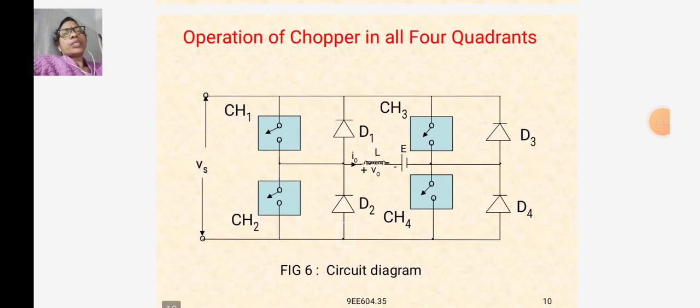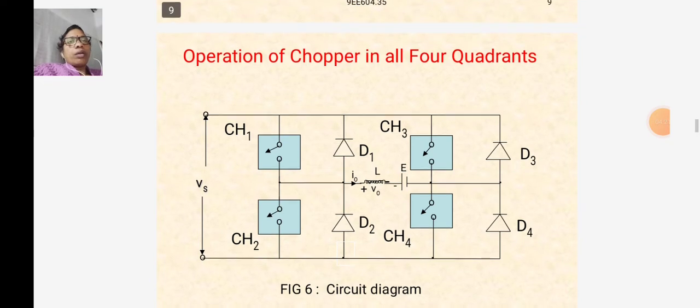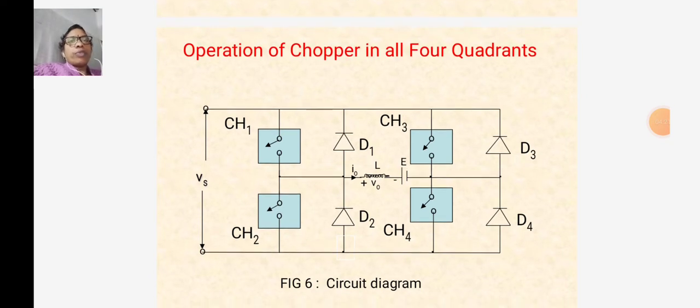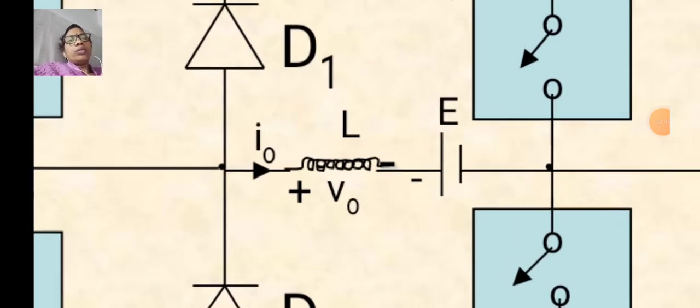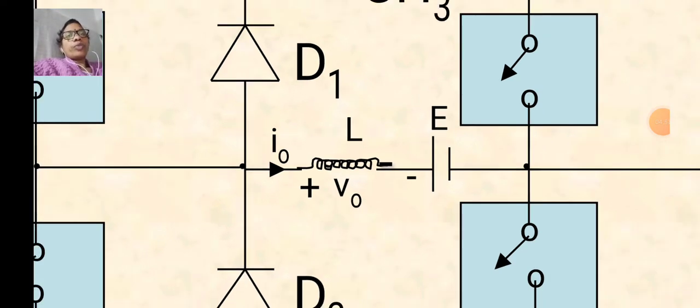Now, we are going to discuss the operation of chopper in all four quadrants. So, this is the diagram for chopper in all four quadrants. Here we connected four chopper circuits and along with them four diodes, one for each chopper, and it has the load inductance, the output voltage, some induced EMF, and the output current.